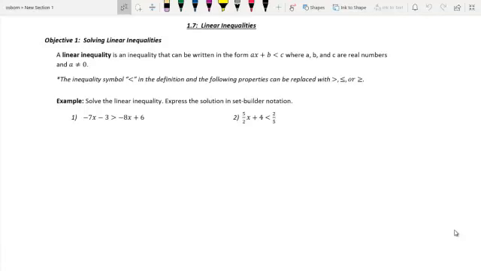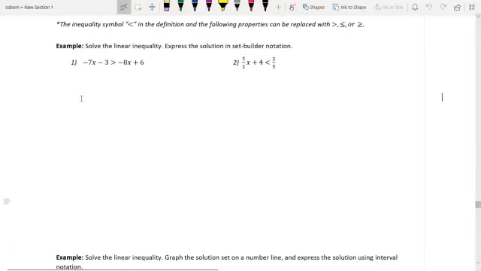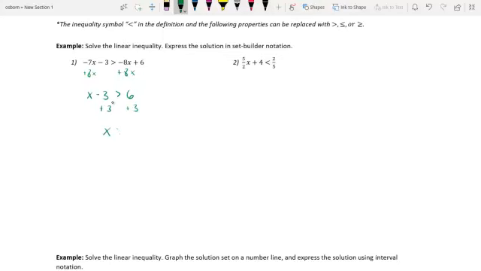Alright, so for our first example, we want to solve the linear inequality and express the solution in set builder notation. The first thing we're going to do is solve for the variable x. I'm going to move everything with the x to the left side, everything that does not contain an x to the right side. So I'm going to add 8x to both sides. That gives me x minus 3 is greater than 6. Now I'm going to add 3 to both sides, and that gives me x is greater than 9.